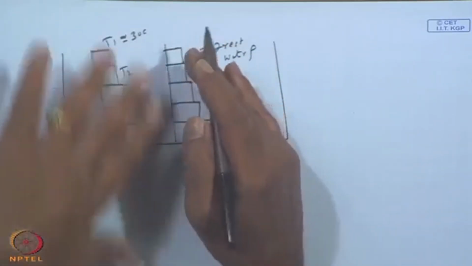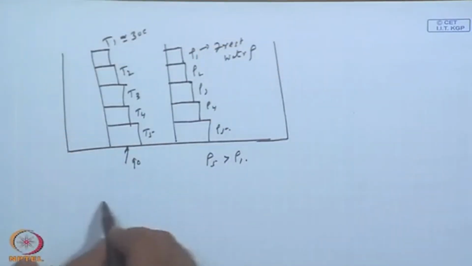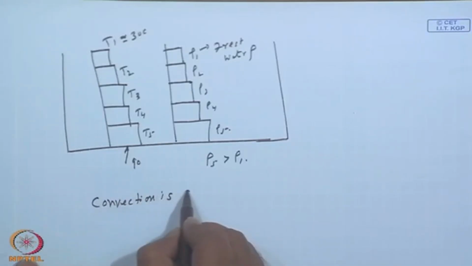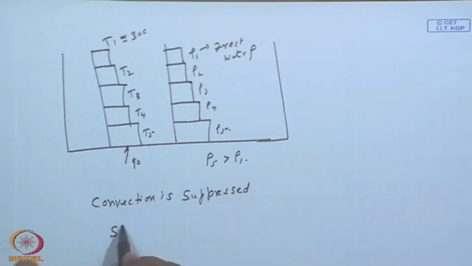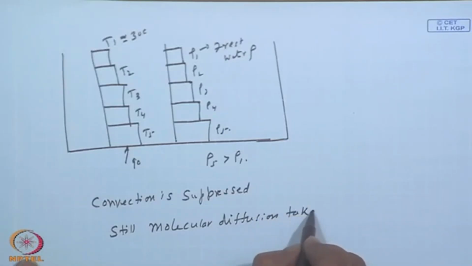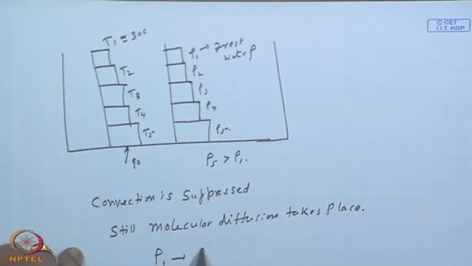Given that somehow I built this, my problem will be now convection is suppressed. Right? Still molecular diffusion takes place. Okay? So, again rho 1 to rho 5 tends to be uniform.